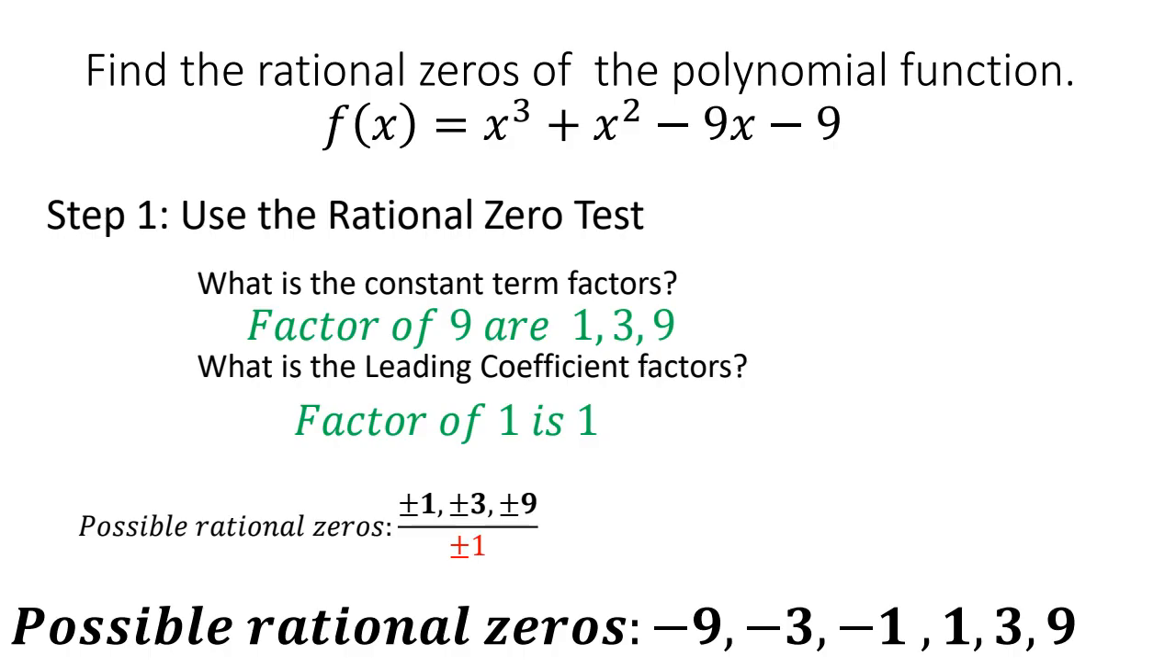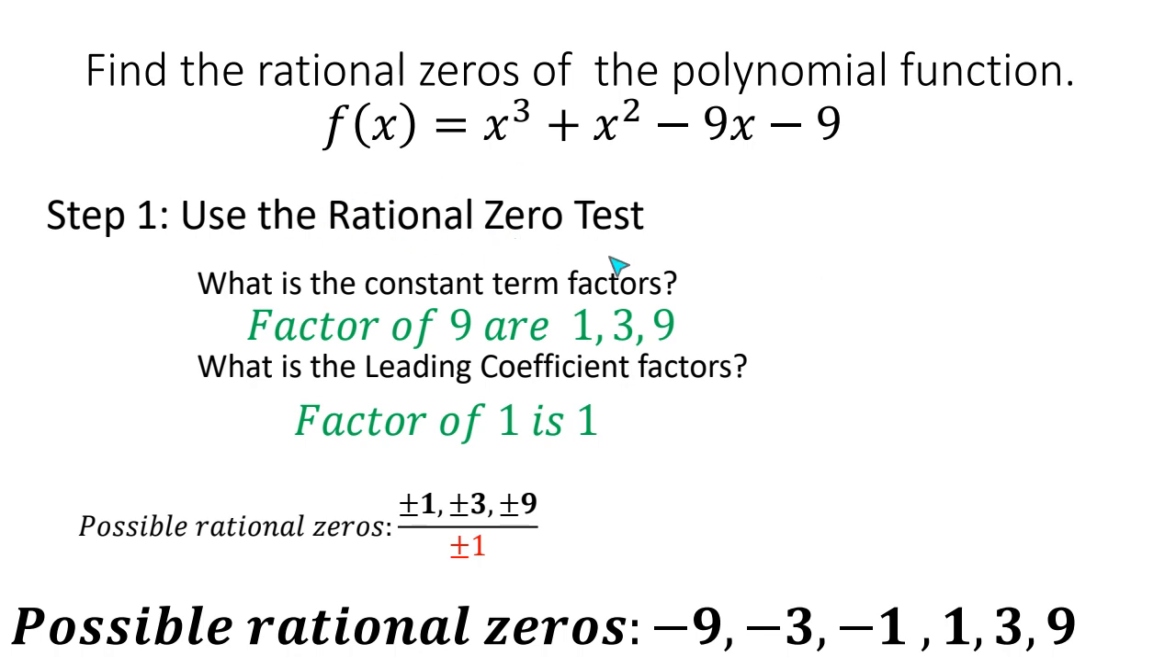Okay, so now for this next one, we have to find the rational zeros of the polynomial function. Here there are two ways you could try to solve it. One, you can try to factor by grouping. If you're not sure how to do that, then we can use the rational zero test.